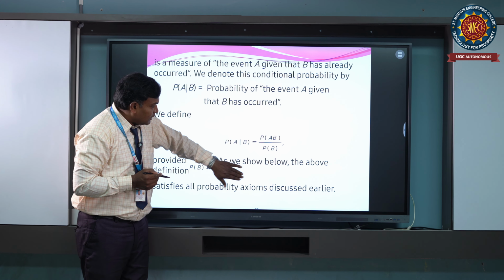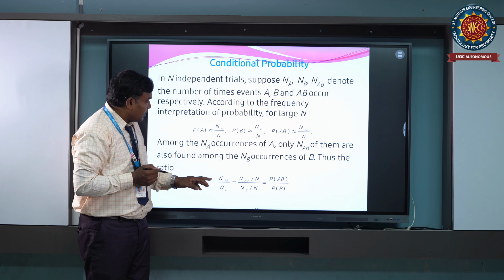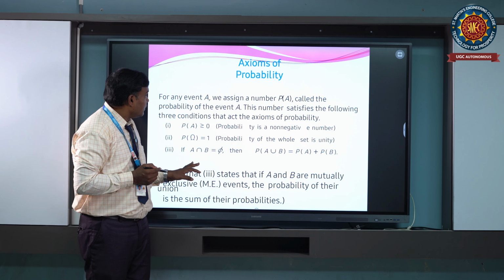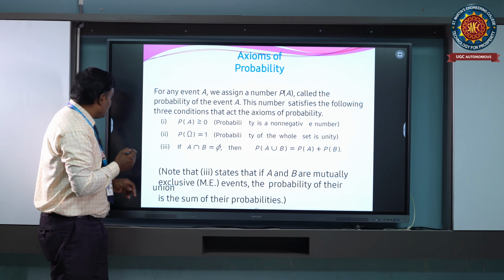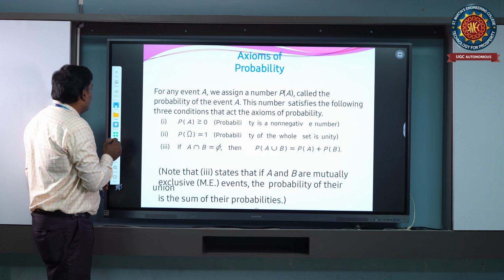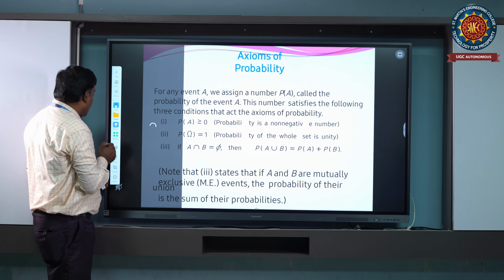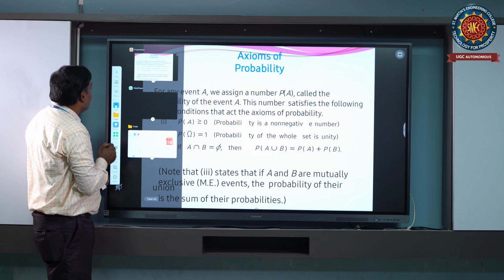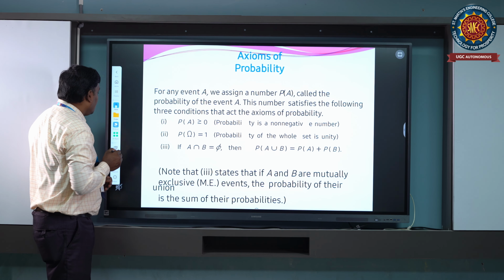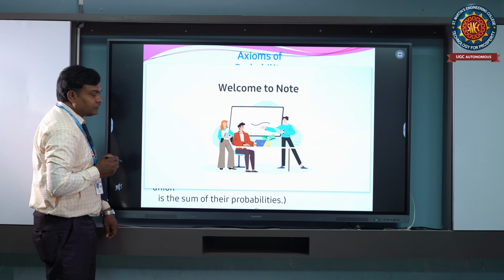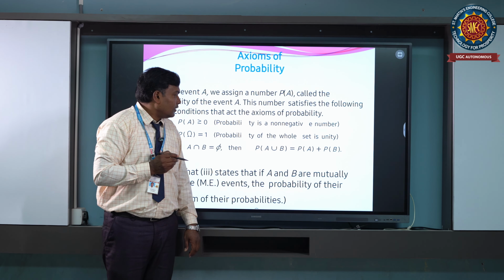So here these properties are used for calculating conditions of particular event occurring. So here I want to explain this probability with a simple problem. For example, two dice are thrown. What is the probability we'll get? We'll see one by one.